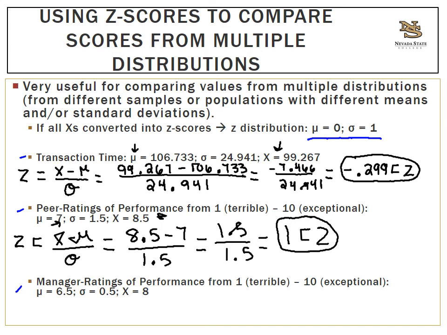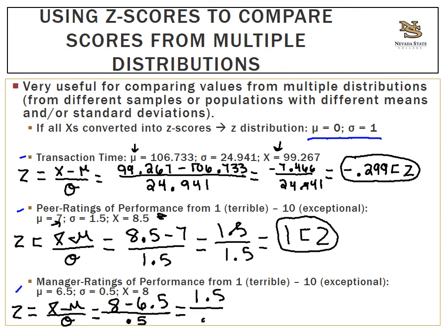Now let's take a look at the manager ratings of performance. So z equals x minus the mean divided by the standard deviation. Do yourself a favor if you haven't been doing it already. Pause the video right now and try to figure this one out on your own. You need to practice. Okay, so now we've got our 8 minus our 6.5 divided by 0.5. Okay, 8 minus 6.5 is 1.5 divided by 0.5.